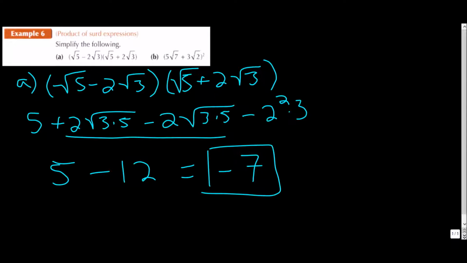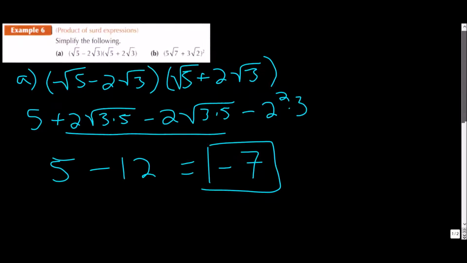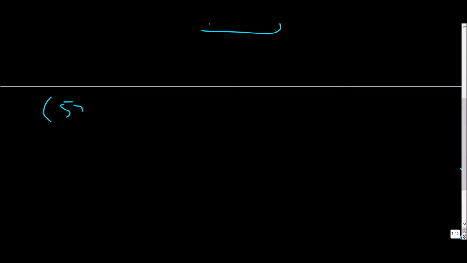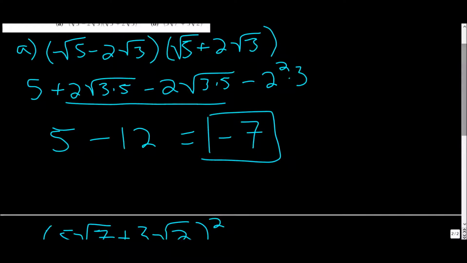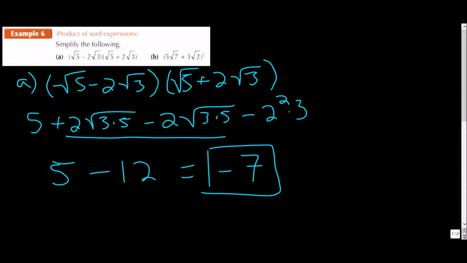Lastly, we've got 5 square root of 7 plus 3 square root of 2, quantity squared. So, unlike this problem, the difference of squares, where again, notice that the middle part canceled, and we were just left with nice, easy outside terms, this one won't do that because, again, it's not set up like that. This is just a regular old square.